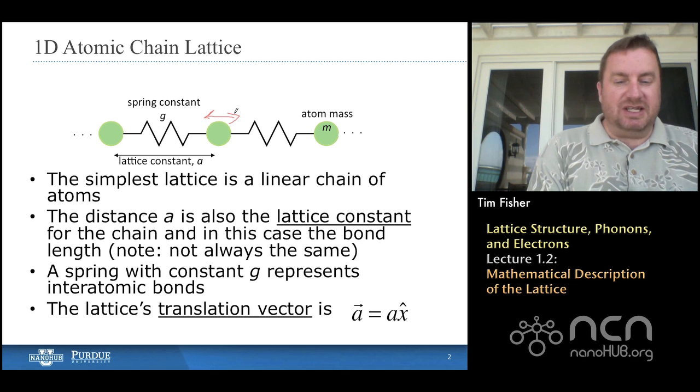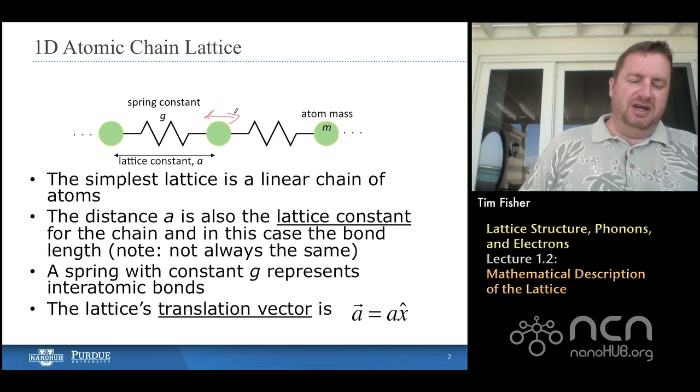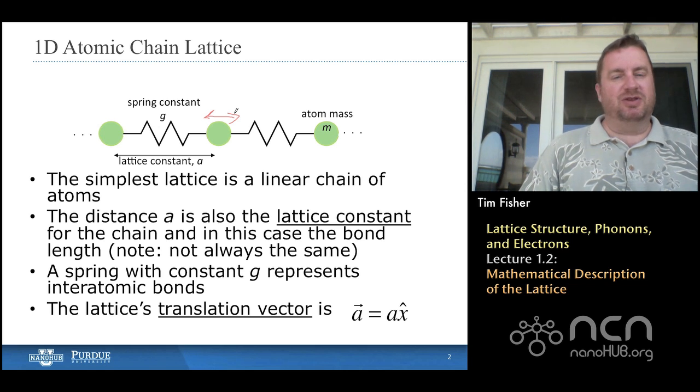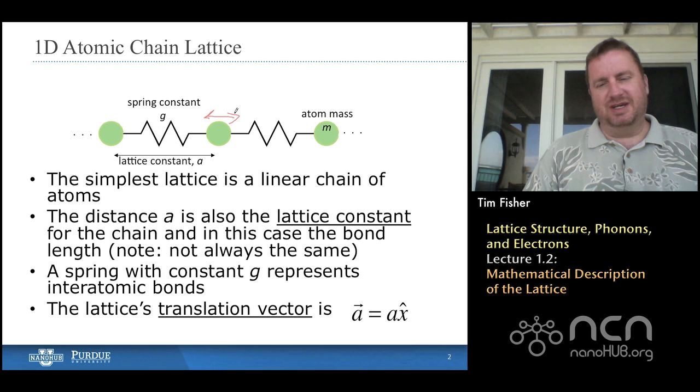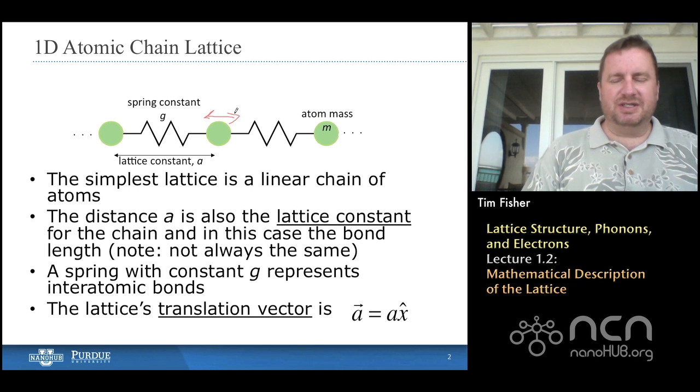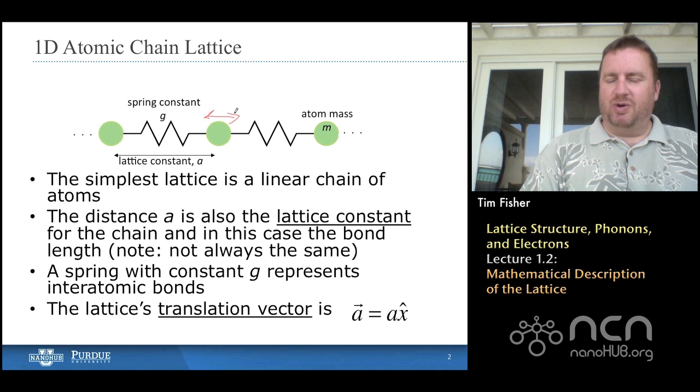And the translation vector, that is the vector that I have to move in integer values in order for the lattice to look the same as it did from where I started, we're going to call that a translation vector in general. In this case, in this one-dimensional problem, it's very easy. That vector is just the distance a, the lattice constant a, times the direction x. The last term in this is the atomic mass, and we're going to denote that by lowercase m.